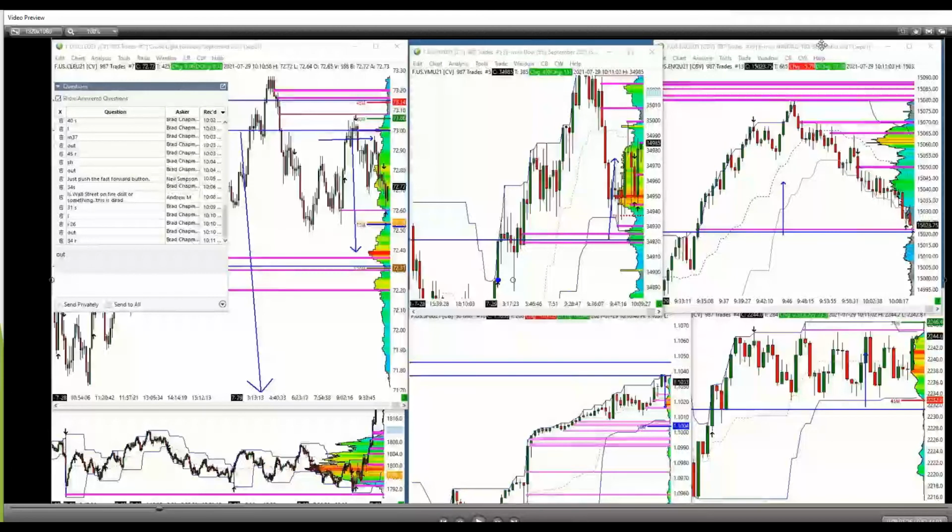Can you pay attention to this, please? I'm going to move forward. Look at that. Do you see the magenta line showing? It's getting thicker, thicker, thicker, thicker.